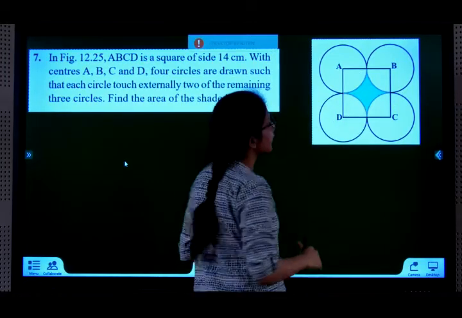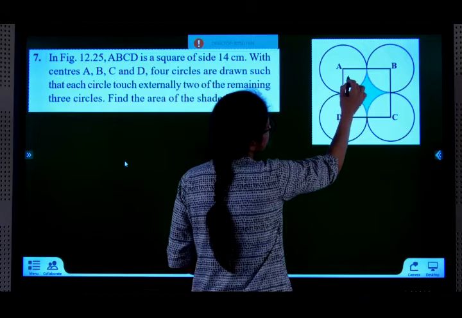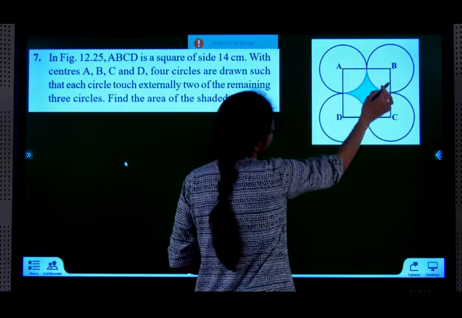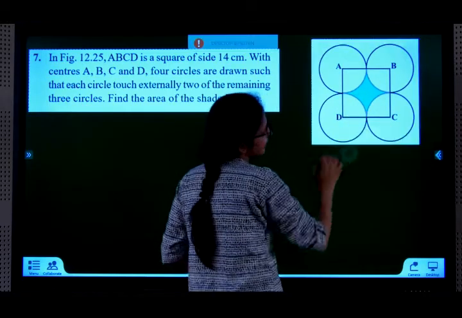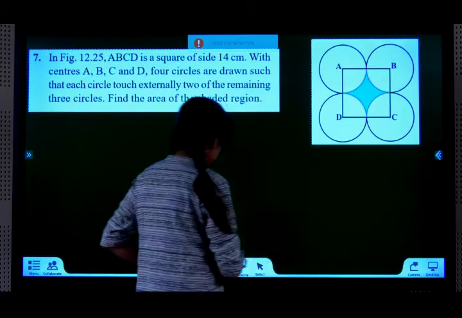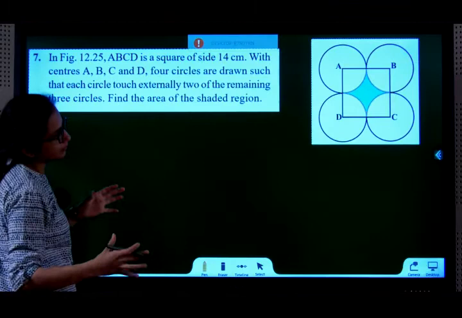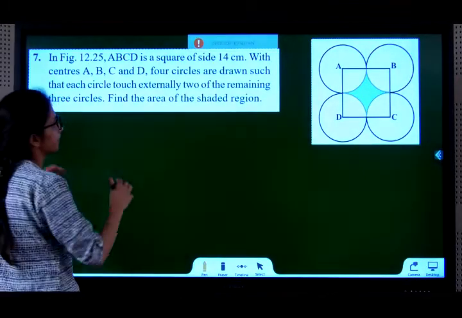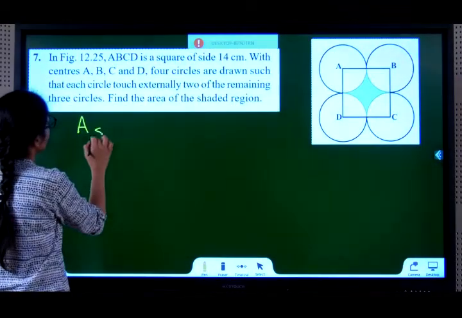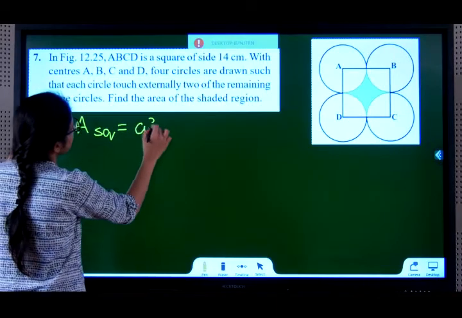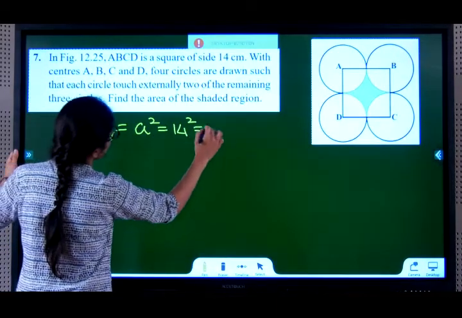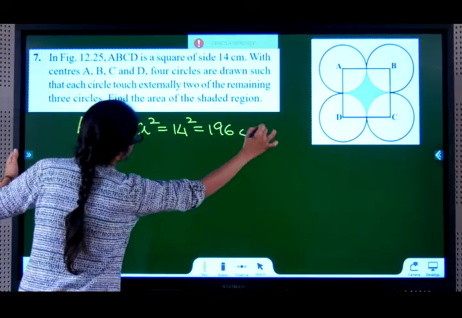Why is it a quadrant? Because this angle here, angle A is 90, angle B is 90, angle C is 90, angle D is 90, right? Easy question. All you have to first do is find area of square, area of quadrant and subtract it. So what will be the area of the square? 14 square, which is 196 centimeters square.